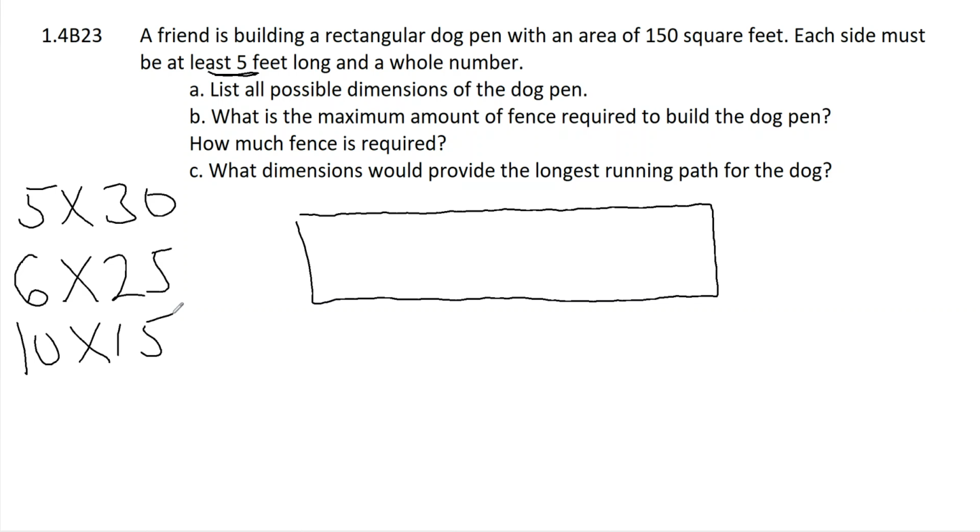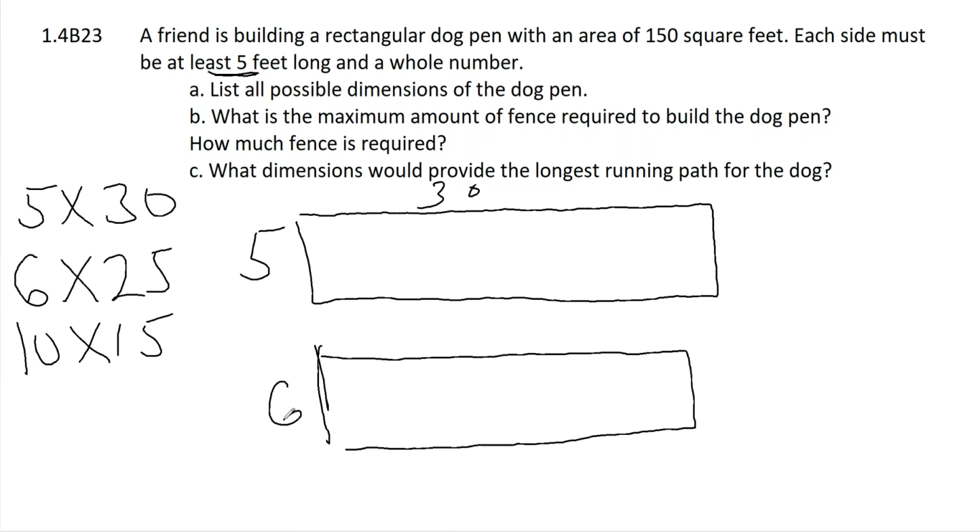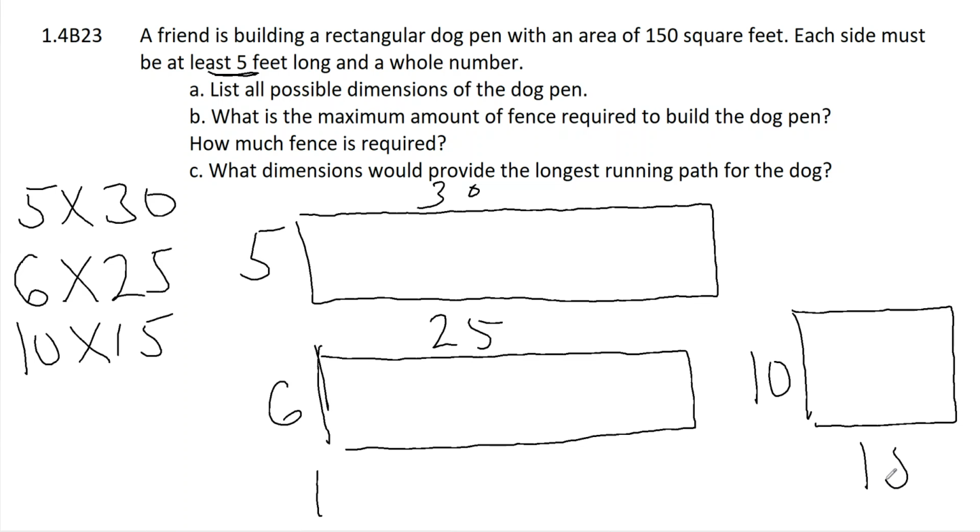So if we would label this one, we could have a dog pen that was 5 by 30. We could have a dog pen that is 6 by 25, and I'm not going to draw this to scale obviously, but we could have a dog pen, let's go over here and make it a little more to scale, sort of, a dog pen that is 10 by 15.